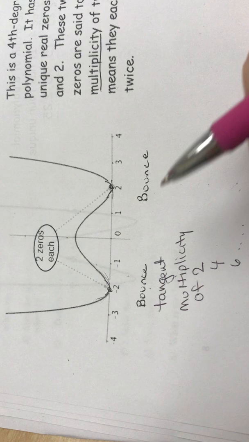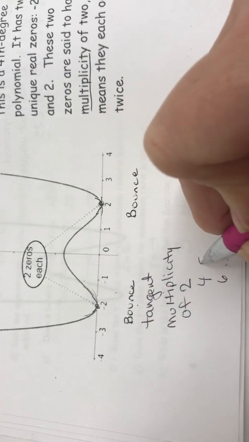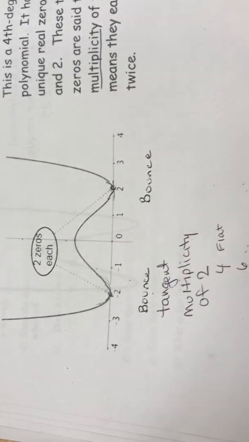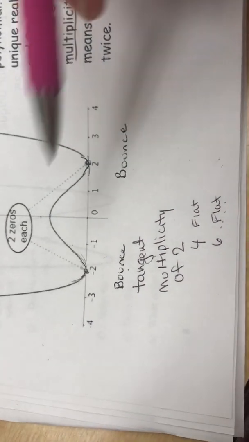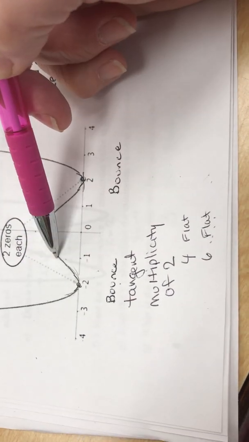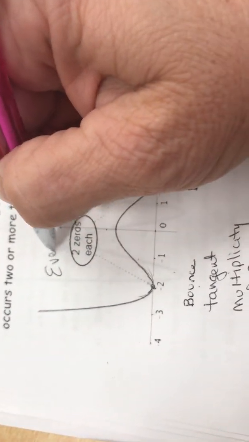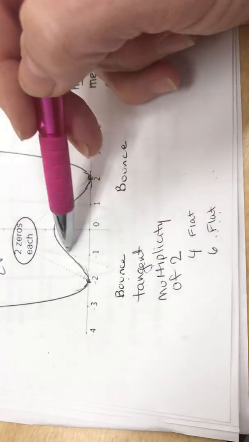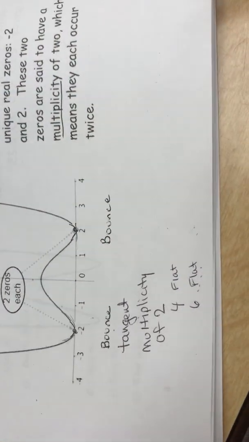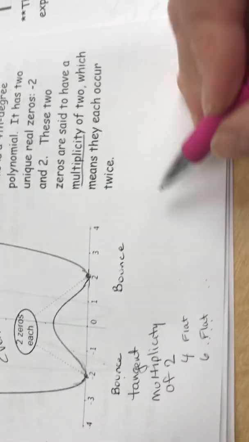All these extras, or if it bounces and gets a little bit flat, bounces and gets a little bit flat. Once you see a bounce, you know it is definitely going to count an even number of times. So here's a bounce, here's a bounce. So that's explained over here.